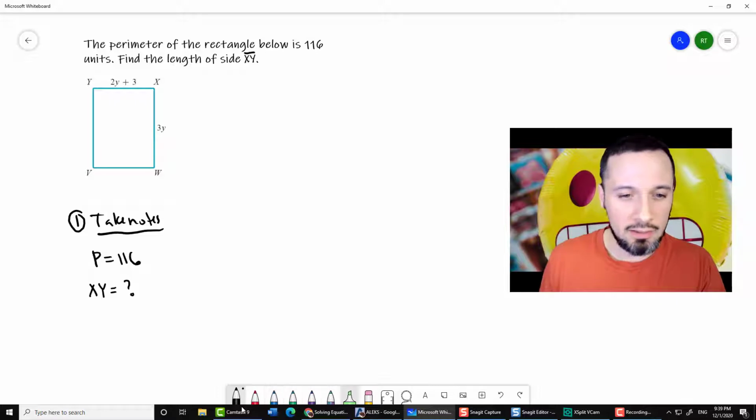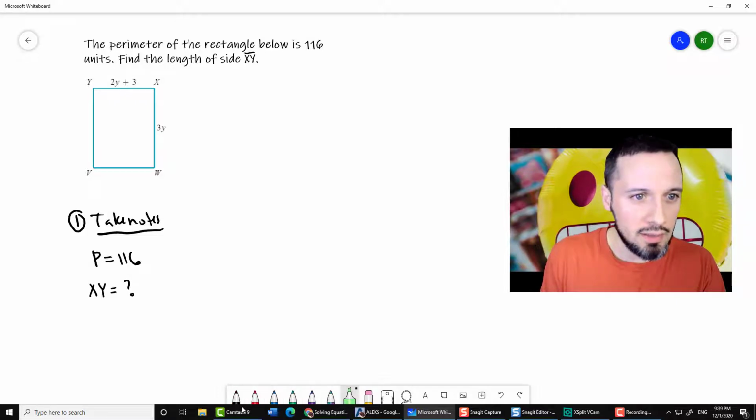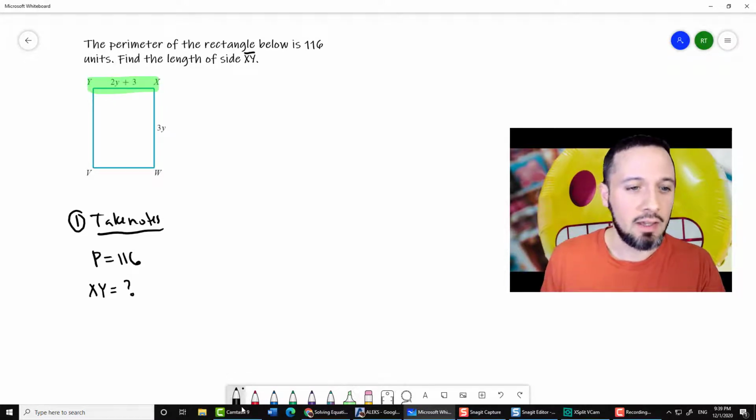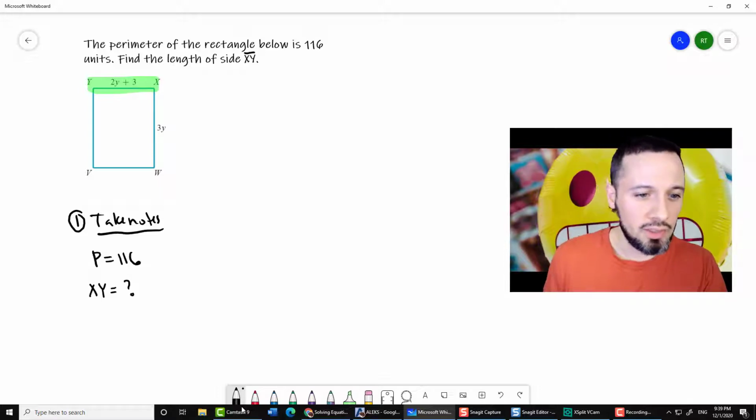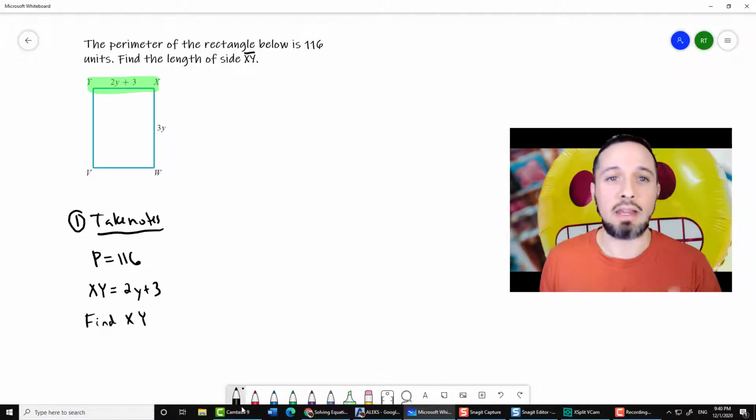I'm just going to highlight that here. So XY is this side right here. I want to find the side length of that side. So how long is that side? Right now I can see that it's just an expression. So let me put down XY equals 2y plus 3. And they want me to find XY. And keep in mind, XY means the length of it, so the actual numerical value.